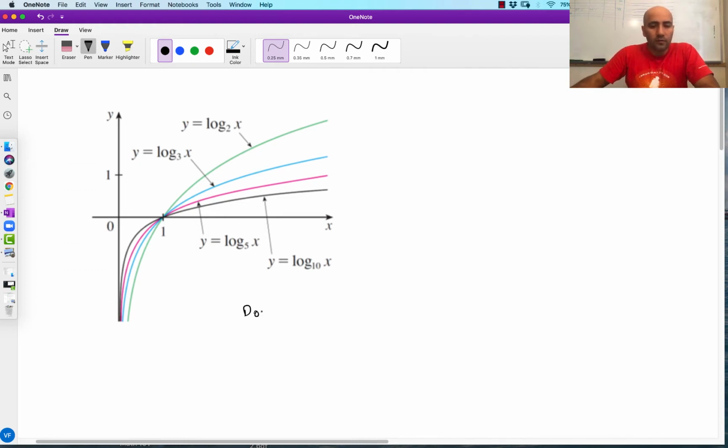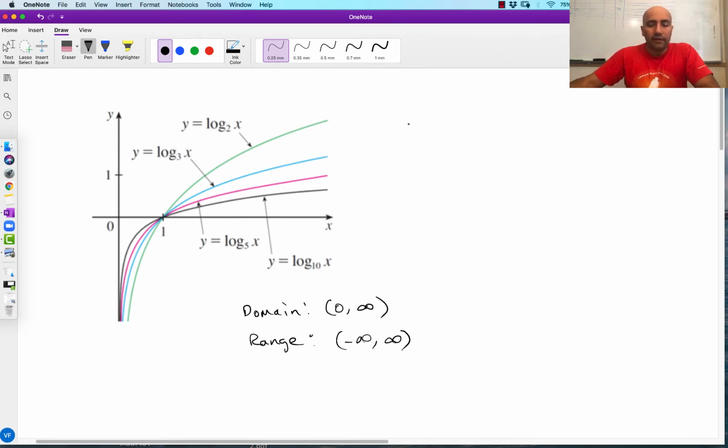So the domain is any value that's strictly greater than 0, so from 0 to infinity, not including 0. And the range is all real numbers from negative infinity to positive infinity.